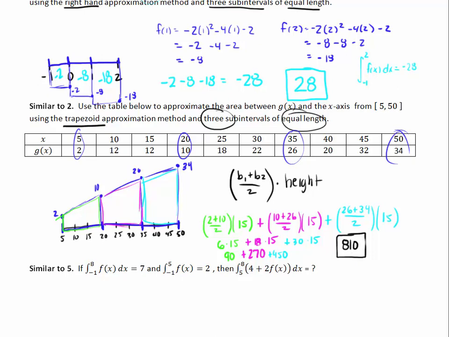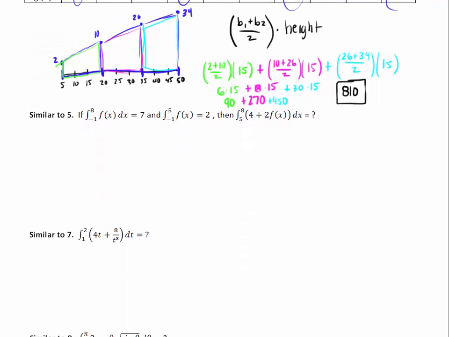All right, next problem. This one is similar to question number 5. So we've got the integral from -1 to 8 of f is 7, from -1 to 5 is 2, and we're trying to figure out what 5 to 8 is of this mess right here. So let's see what this would look like. Let's take a look at what this looks like, at least with f. So I'm looking at f right now, from -1 to 5 to 8.